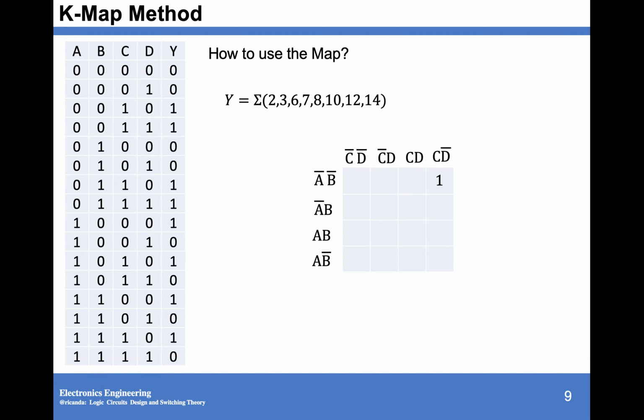Then we have to put your 1 in the first cell that we have, which is 2. Then we have 3. Then we have 6. We have 7. We have 8. We have 10. We have 12 and 14. So that is how you put your 1 inside your map. The best way is to get the value of y which is equivalent to 1, and that value will be the one you put in your map.